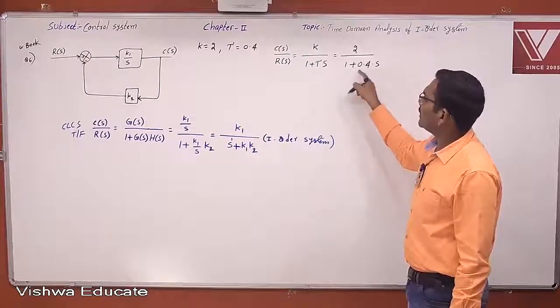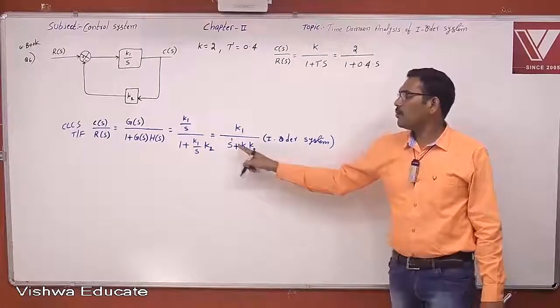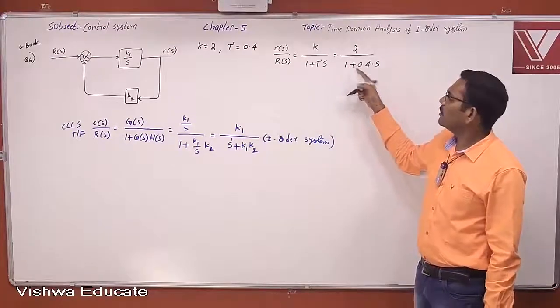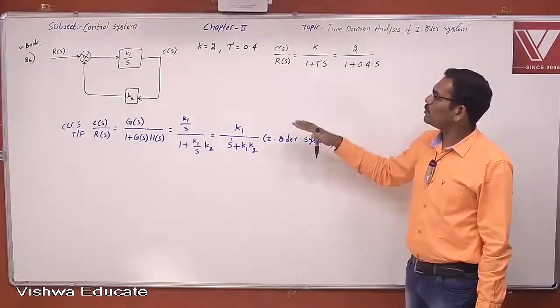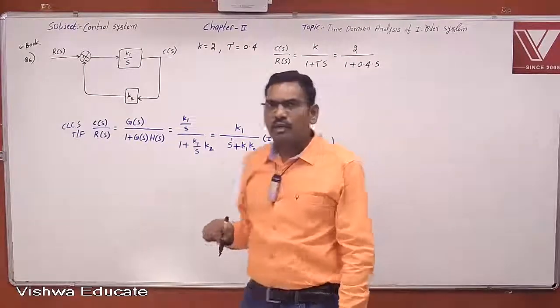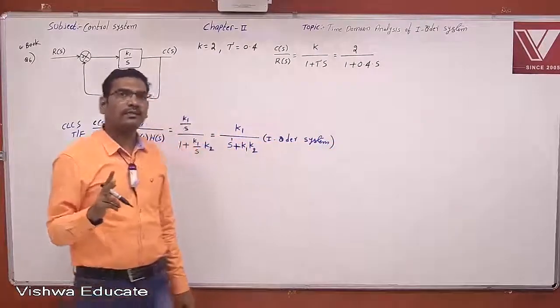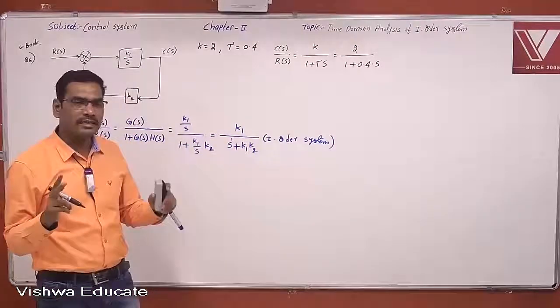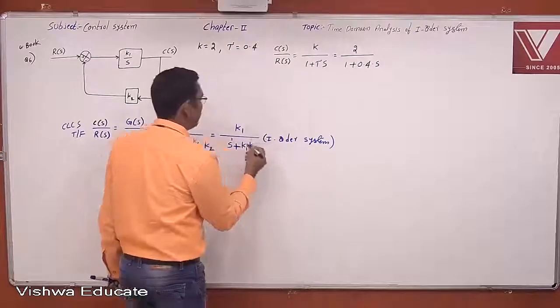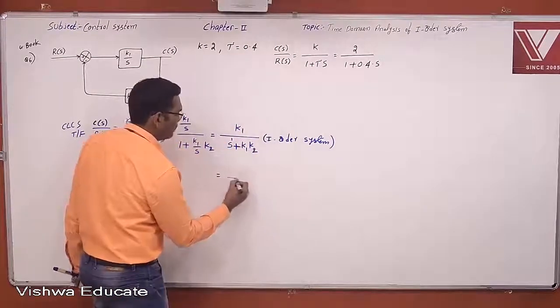But this is in the time constant form, and the other one is in the pole zero form, S plus P means pole zero form. So you convert time constant to pole zero or pole zero to time constant when we are comparing the two transfer functions. If you want to compare the two transfer functions, they should be in the same form. And therefore, I want to convert this into time constant form.